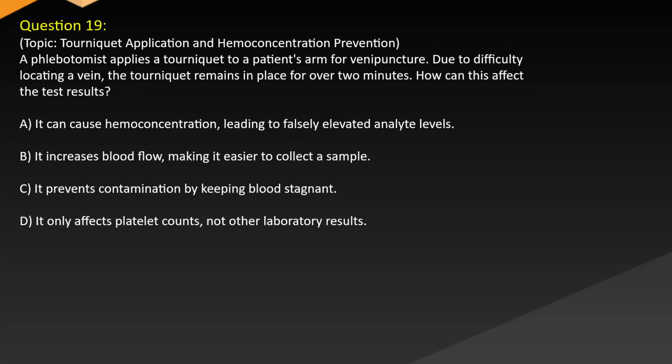Question 19. Topic: tourniquet application and hemoconcentration prevention. A phlebotomist applies a tourniquet to a patient's arm for venipuncture. Due to difficulty locating a vein, the tourniquet remains in place for over 2 minutes. How can this affect the test results? A. It can cause hemoconcentration, leading to falsely elevated analyte levels. B. It increases blood flow, making it easier to collect a sample. C. It prevents contamination by keeping blood stagnant. D. It only affects platelet counts, not other laboratory results.